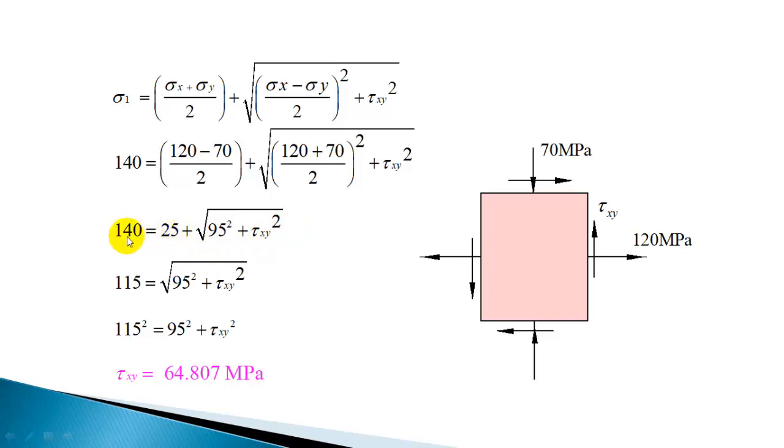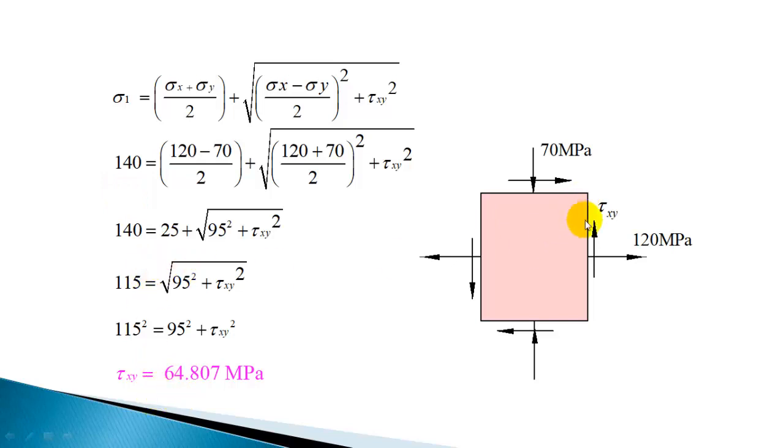So now taking 25 to the left hand side, you get 140 minus 25, you get 115. 115 is equal to root of 95 square plus tau xy square. Squaring on either side, 115 square is equal to 95 square plus tau xy square, and then you can solve for tau xy, and tau xy you get as 64.807 megapascal. So if shear stress is 64.807 megapascal, you will get one of the principal stress as 140 megapascal.